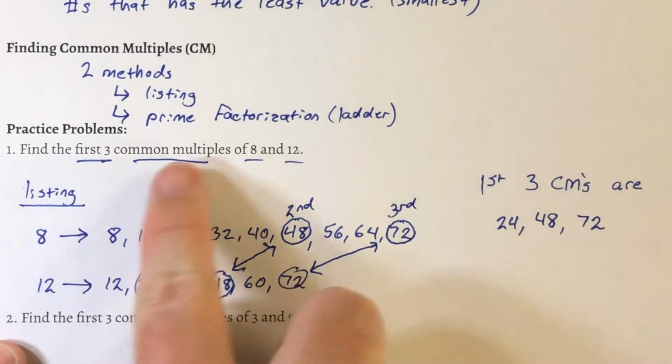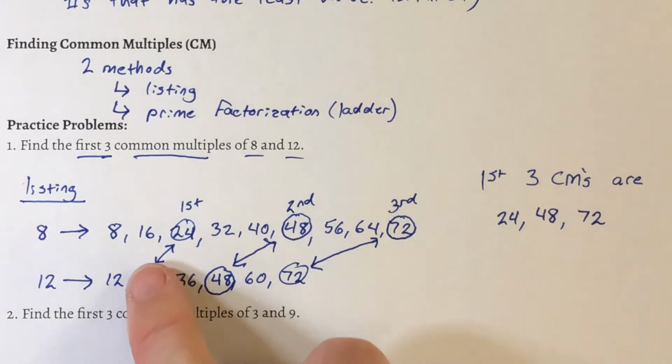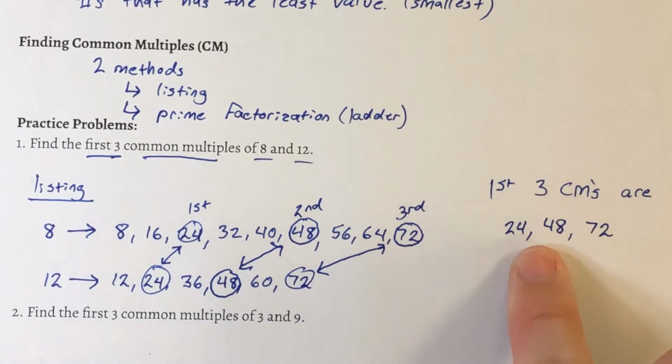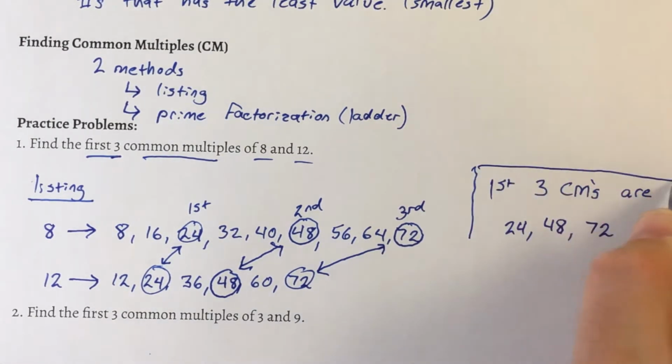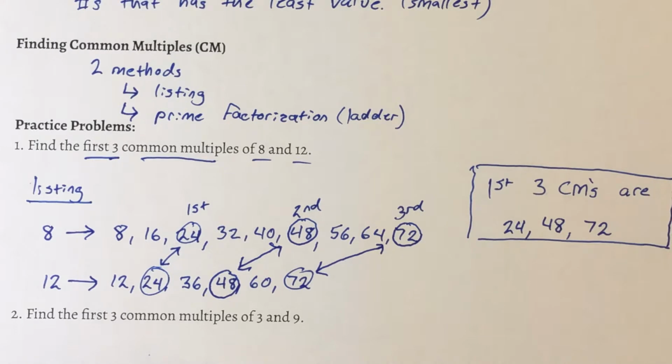So we wanted the first 3 common multiples of 8 and 12. The first 3 they have in common are 24, 48, and 72. That is going to be our answer. Now, if you wanted more common multiples, you would simply use this same process, or you could use a shortcut we're going to mention in a little bit.